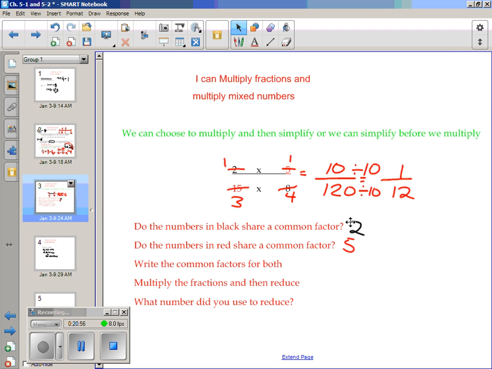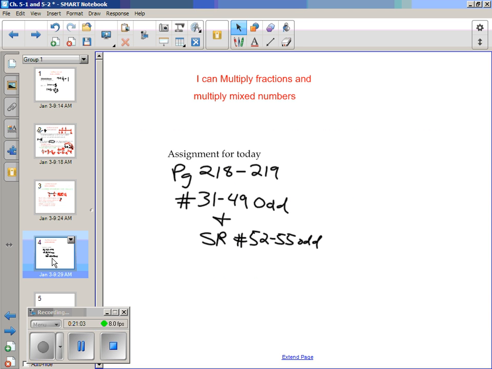Here's what we're going to work on today, and I hope you get a big chance to get all this stuff done today. Okay? Our homework, it's on my webpage already. I put it down on there. I think everybody should pull out their planners right now and copy this down. Page 218 and 219. Numbers 31 through 49 odd. And then we're going to do the spiral review, which is 52 through 55. We're going to do, whoop, that's not odd, that's all.